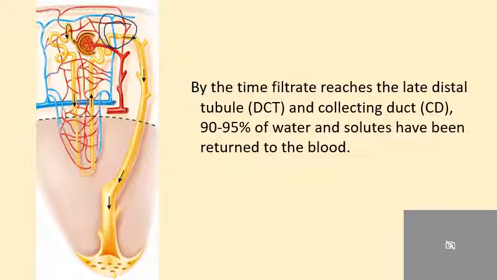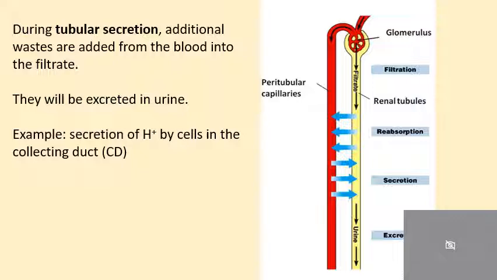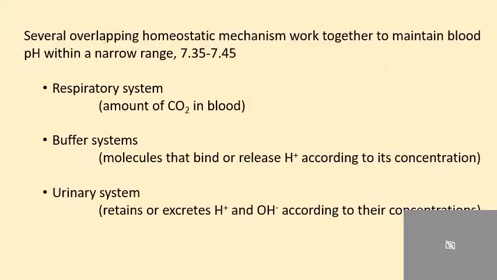And what I'd like to do next is to talk about secretion. Let me remind you that secretion is essentially the opposite of reabsorption. During tubular secretion, a substance is moved out of the blood and into the filtrate. And we'll just do one example of a substance that is secreted, and that's hydrogen ions. Hydrogen ions can be secreted by the cells that make up the wall of the collecting duct.